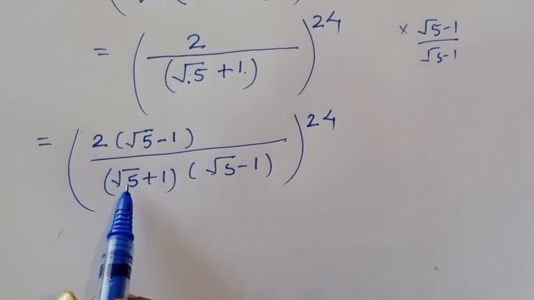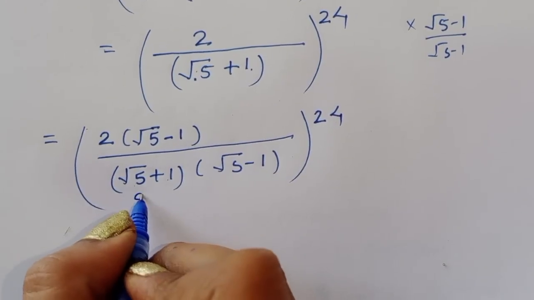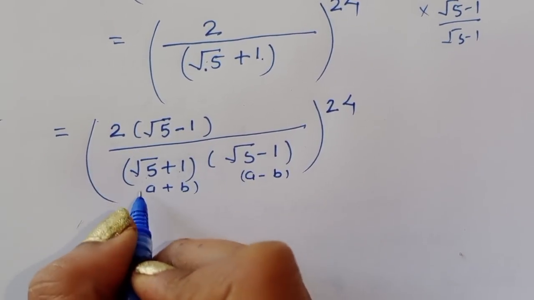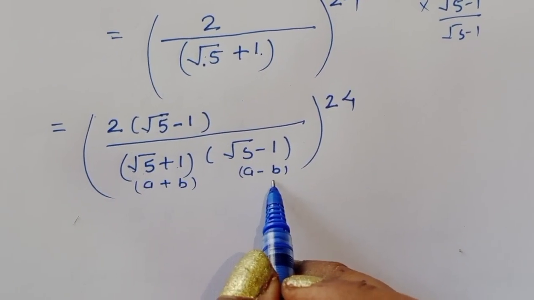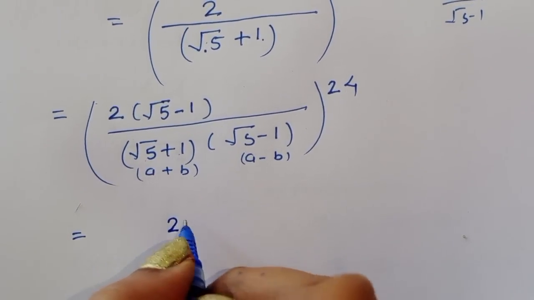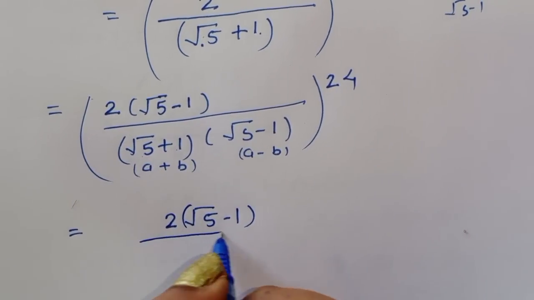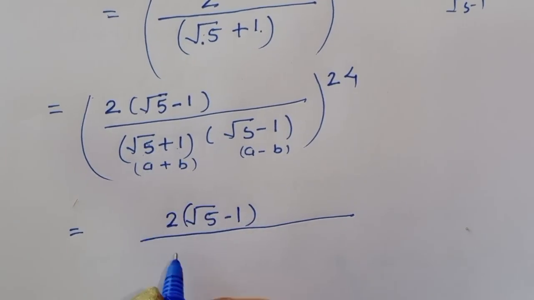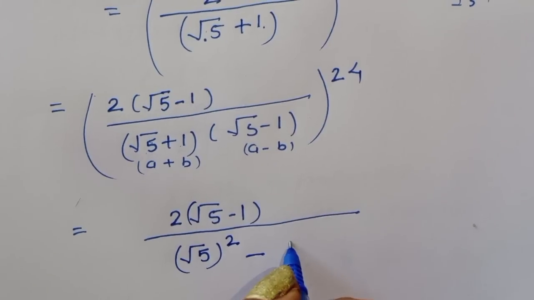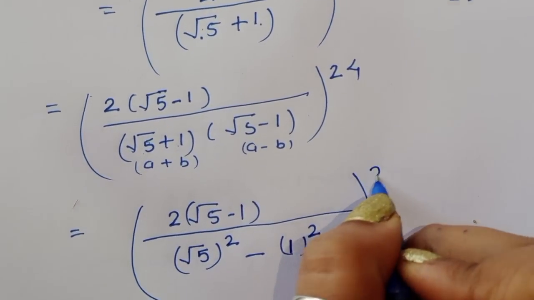Now you can see square root of 5 plus 1 and square root of 5 minus 1. We can consider this a plus b and this a minus b. We know the formula of a plus b times a minus b: it becomes a square minus b square. So here we get 2 times square root of 5 minus 1 divided by square root of 5 squared minus 1 squared, whole power 24.